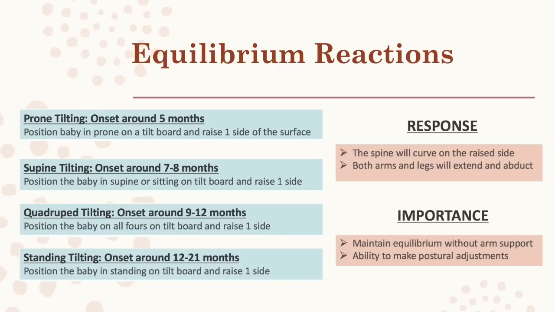So let's start with prone tilting, which emerges around month 5. This is basically when you place and position the baby in prone on a tilt board or any supporting surface, and you would raise one side. What you'll see is the spine curving on the raised side with both the arms and the legs extending and abducting. And the functional importance is that this allows for maintenance of the equilibrium without having to use the arms for support, as well as allowing for postural adjustments.